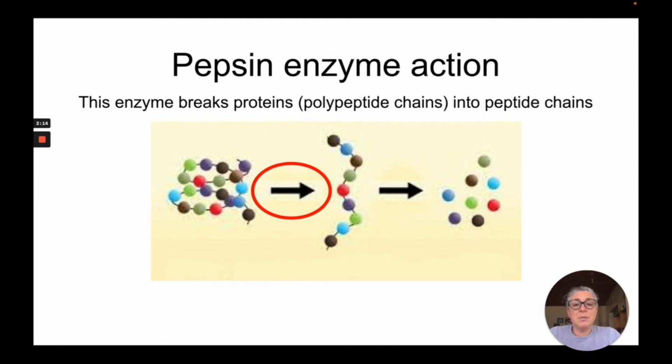This enzyme is going to be able to break these proteins, the polypeptide chains, into peptide chains, that is, smaller sections of chains of amino acids. So we're looking at the first chemical reaction here, and this is what happens in the stomach. You can see here that the protein is not 100% digested into soluble molecules yet.